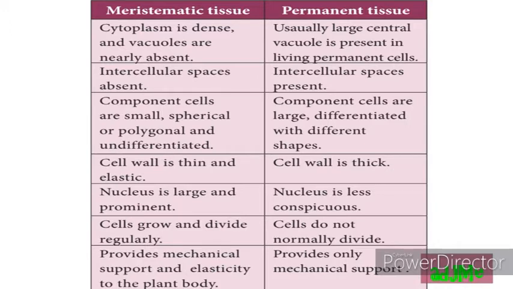Then the main function of meristematic tissue is it gives mechanical support and elasticity to the plant, whereas the main function of permanent tissue is giving mechanical support. Apart from various other functions, the main function is mechanical support.